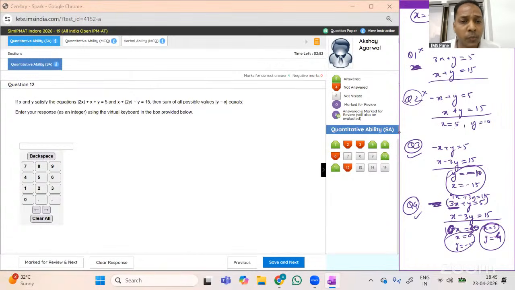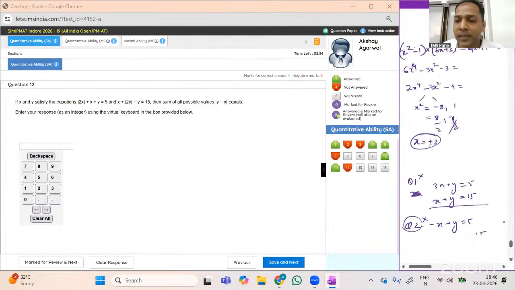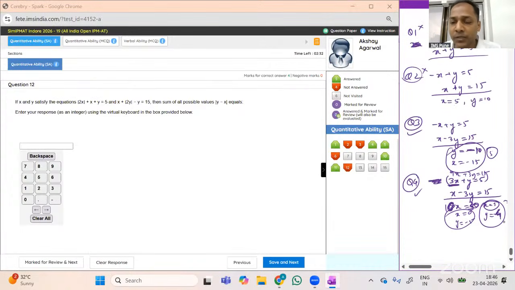Therefore, the sum of all the possible values of mod of y minus x. Y minus x, the difference over here is 5, the mod of it is 5. And here the difference between the values of y minus x is minus 7, mod of it is 7. Sum of all these values is nothing but 7 plus 5. That's sum of this mod is 12. So therefore the answer is 12.